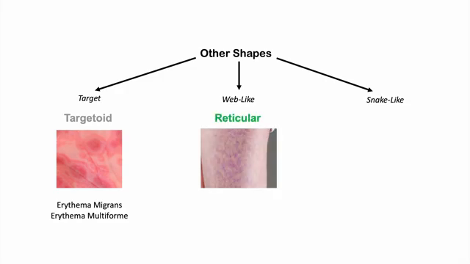Web-like shapes, we call these reticular shapes. And we can also call this something like a lacy network. And really when you see something like this, it is livedo reticularis. Livedo reticularis can be caused by many different things like Raynaud's phenomenon and thrombocytopenia, and you can see this in different conditions as well. So it's very non-specific, but this is what livedo reticularis is.